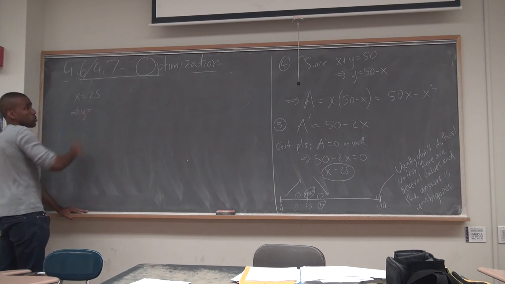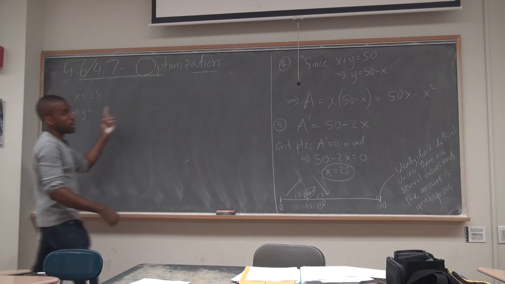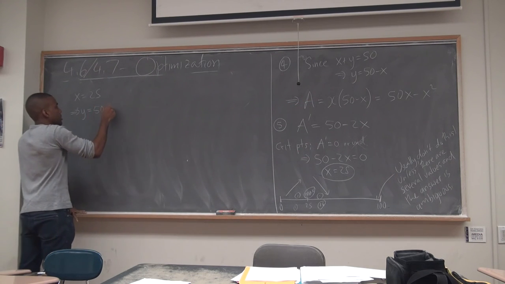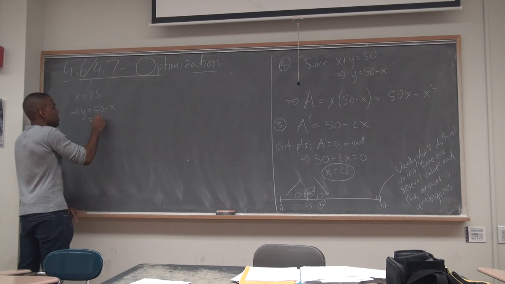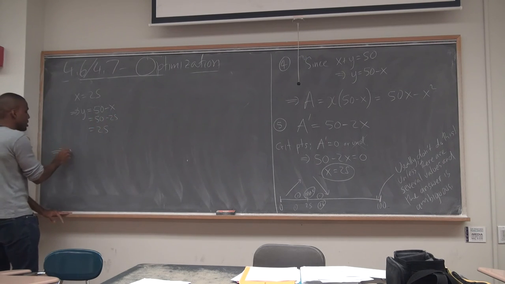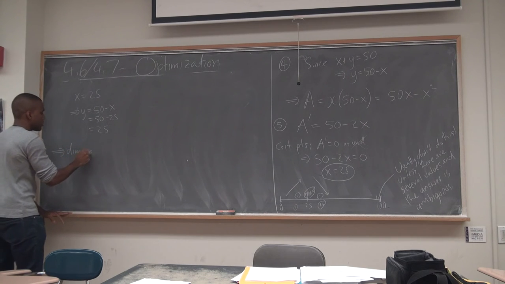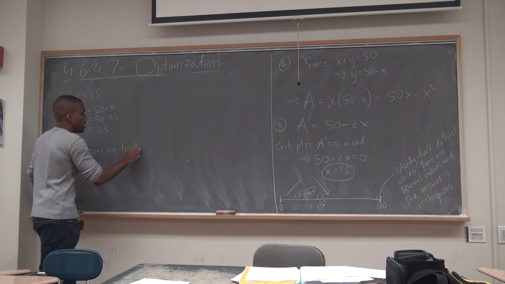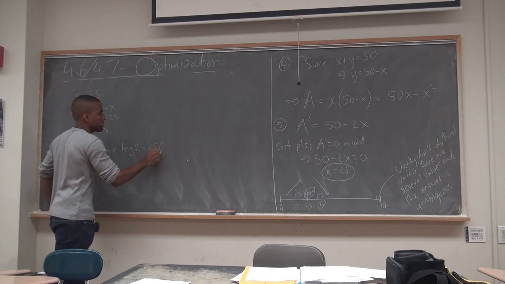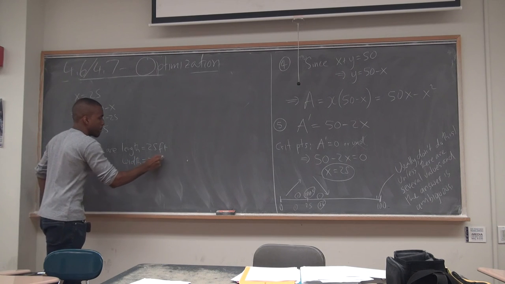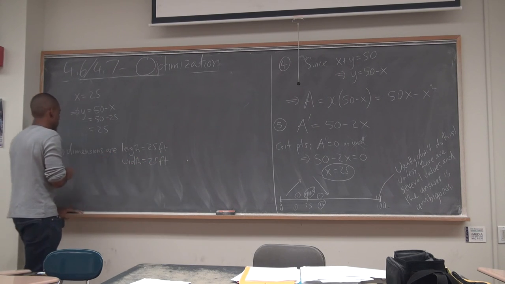Now I'm going to have to find the other one, which is my y. Now my y I know was 50 minus x. So that's 50 minus 25, which is also 25. This means dimensions are length 25 feet, width is 25 feet.